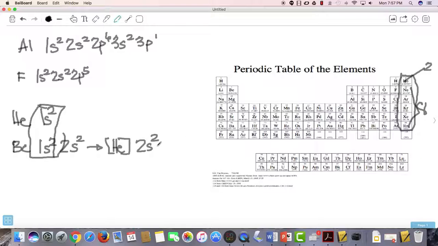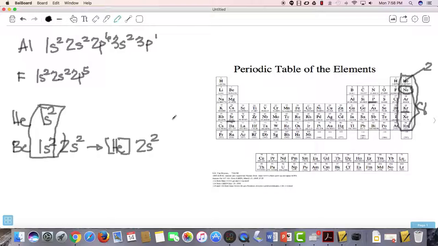When writing noble gas configurations, always use a noble gas that comes before the element. So what noble gas would you use if you were going to write the noble gas configuration for phosphorus? It would be neon. What noble gas would you use for strontium? It would be krypton, because once again, we use a noble gas that comes immediately before the element.